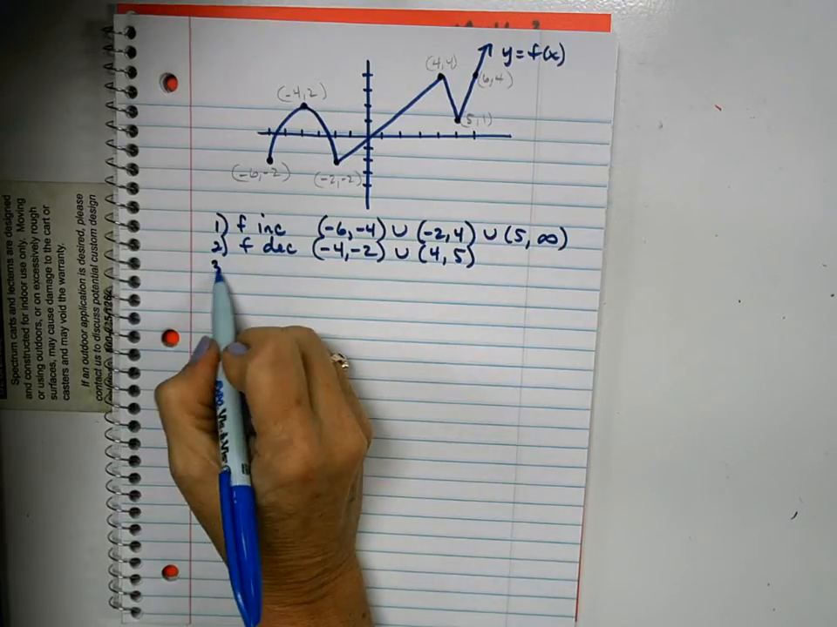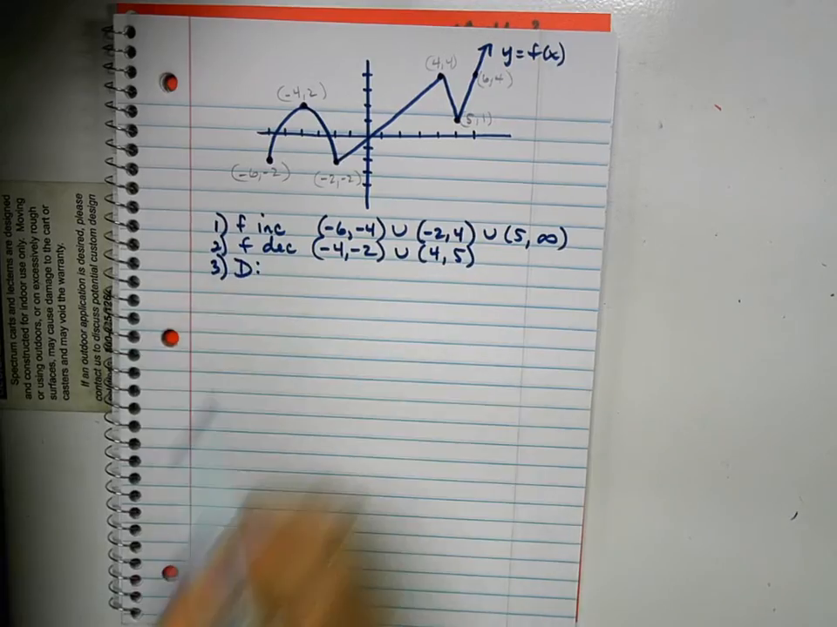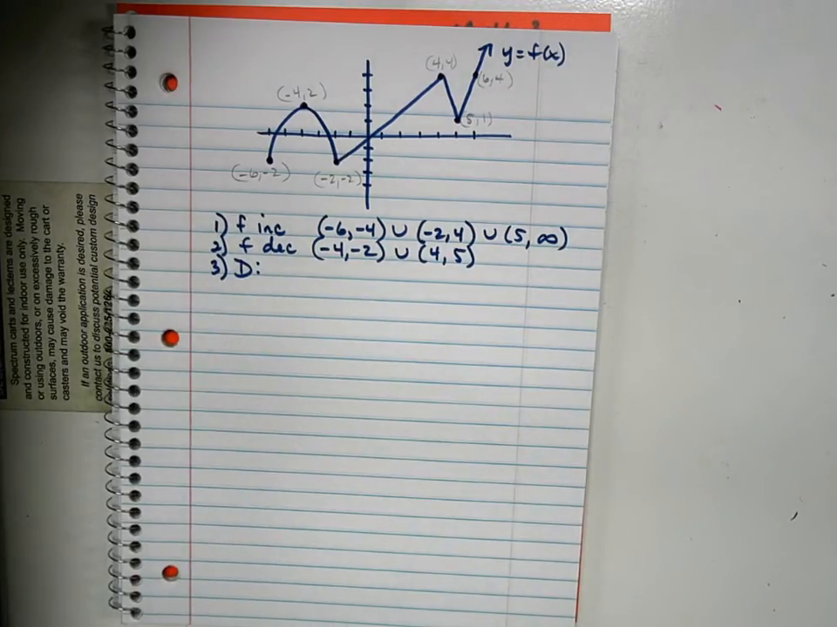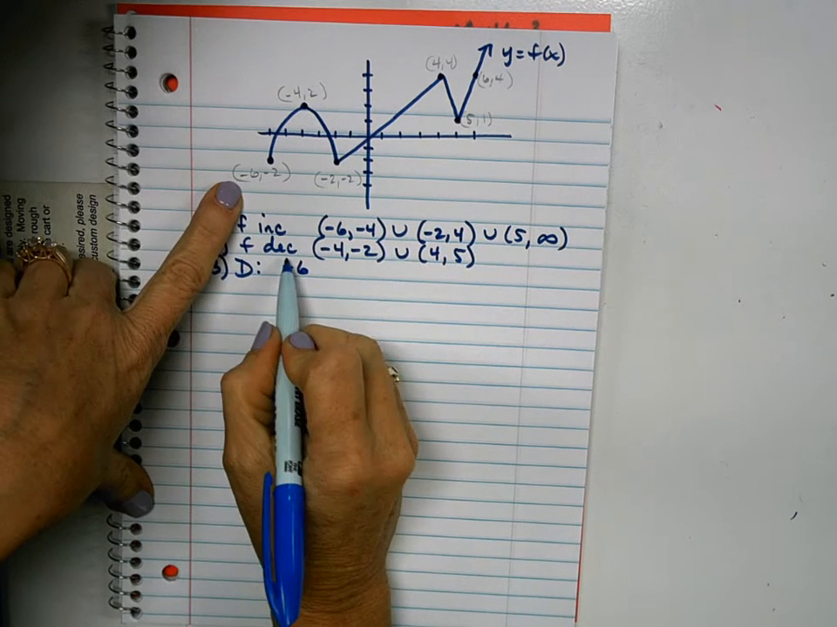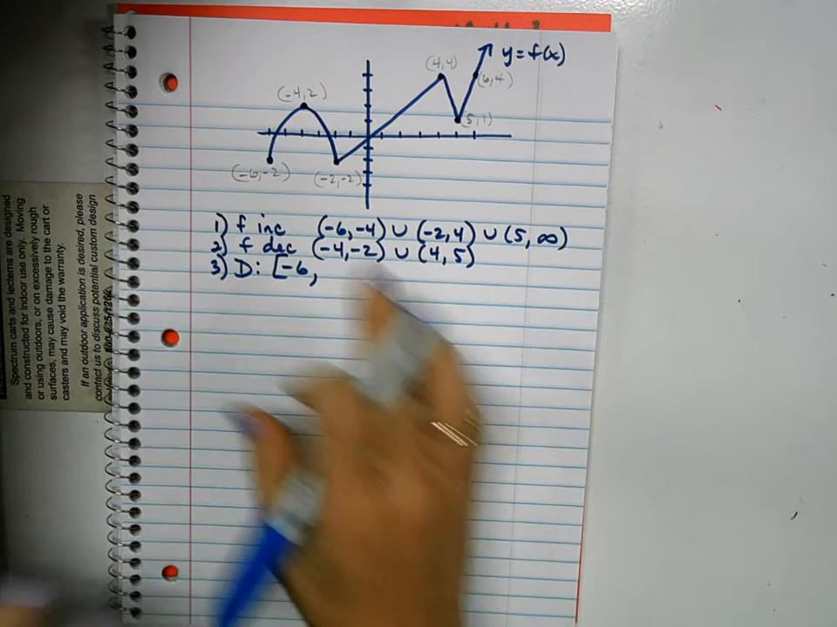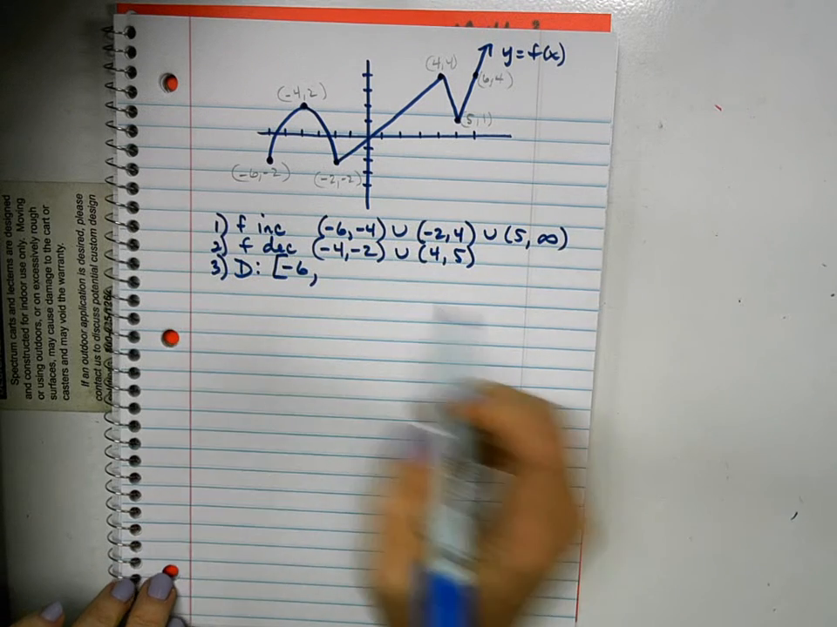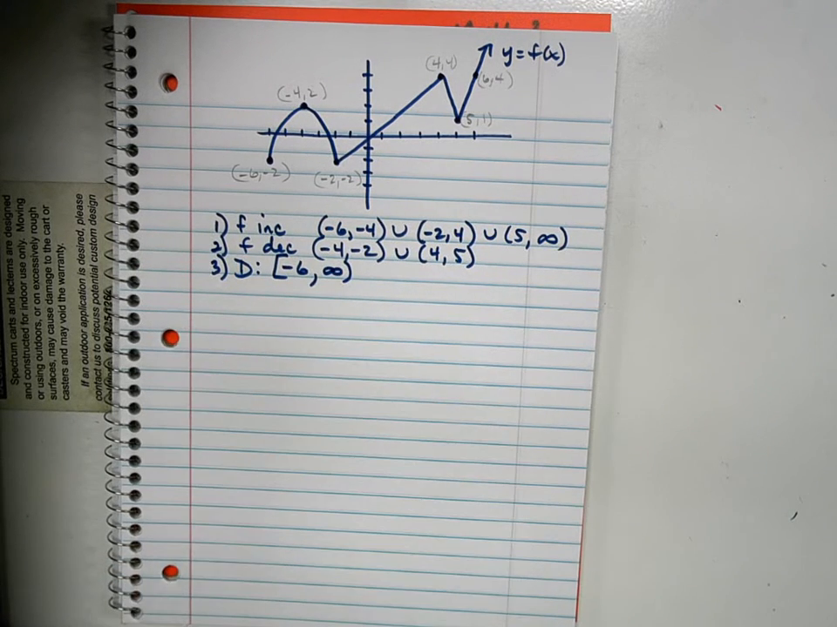3 then is the domain. Domain is which values again? X. So how far left does it go? How far left does this go? -6, and it hits it, right? Bracket. How far right does it go? Forever, right? So infinity, and we always put a parentheses with infinity, right?